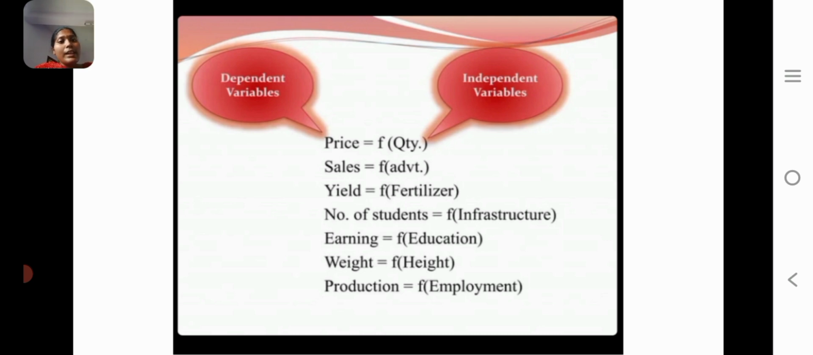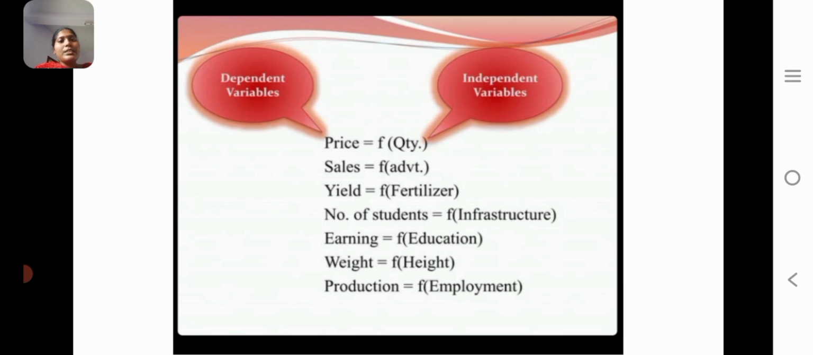Likewise, the sales depend upon the advertisement, the yields depend upon the fertilizers, the number of students depends upon the infrastructure, and the amount of earnings depends upon the education. Likewise, the weight depends upon the height and the production depends upon the employment.